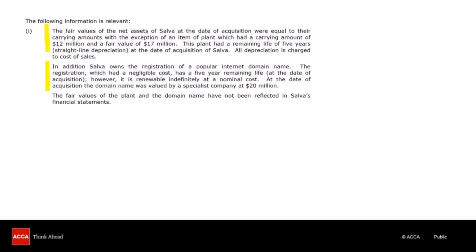Another question over here for your understanding. It says that the fair value of net assets of Salva at the date of acquisition will equal their carrying amounts with the exception of an item of plant which had a carrying amount of 12 million and a fair value of 17 million. The first thing which we need to see is whether we are dealing with an asset or a liability. We are talking about a plant over here, so it is an asset. Its carrying value is lower, its fair value is higher, and then the question says that the plant had a remaining life of 5 years straight line depreciation at the date of acquisition of Salva.